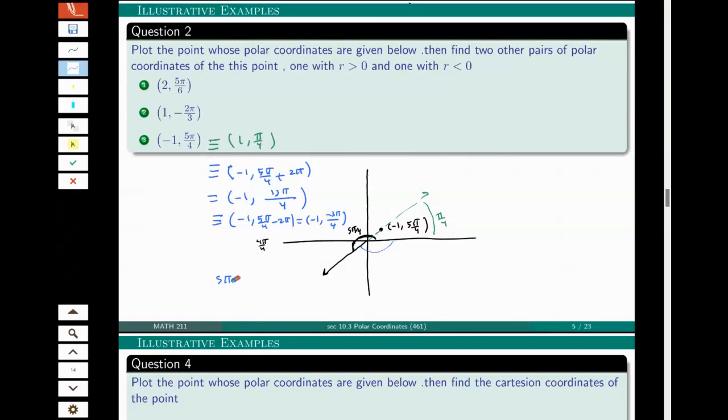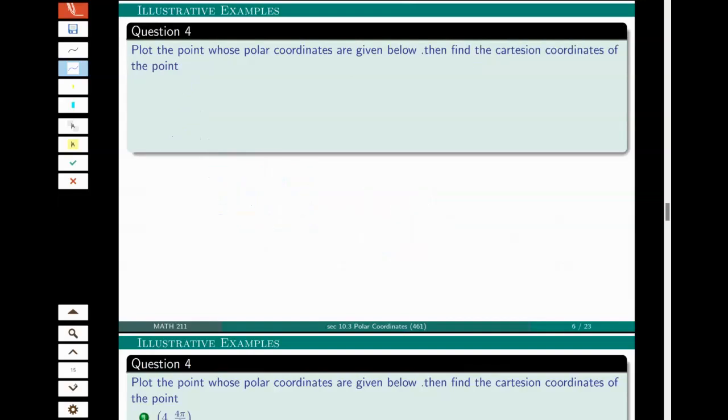Okay, so this means our polar coordinates are not unique. Several points can be represented in different ways.